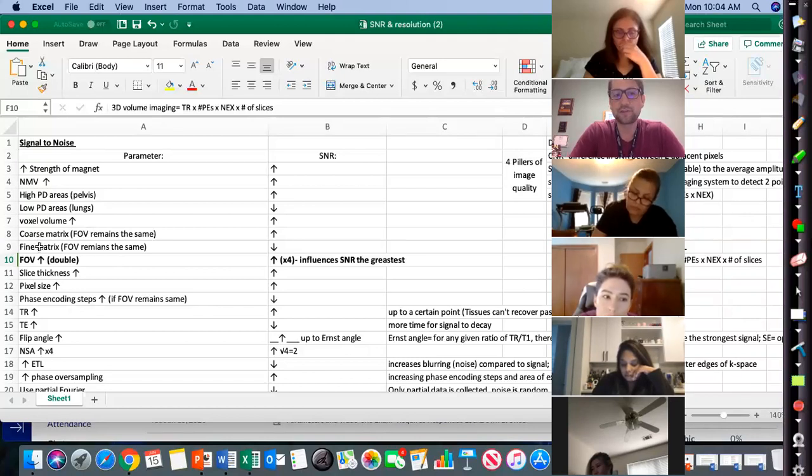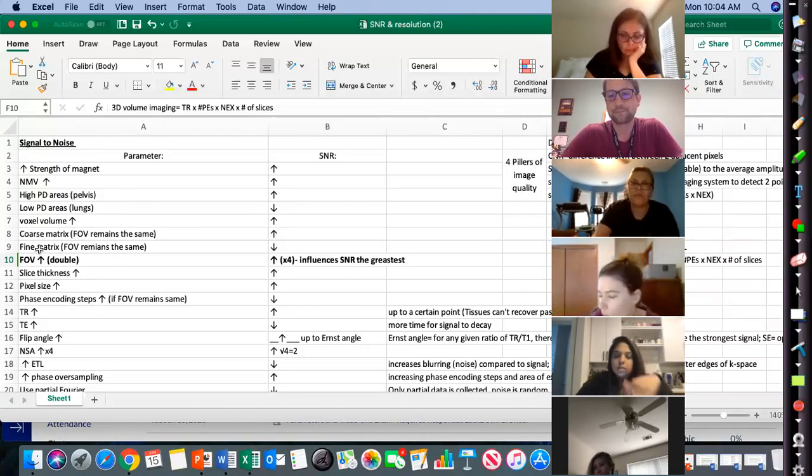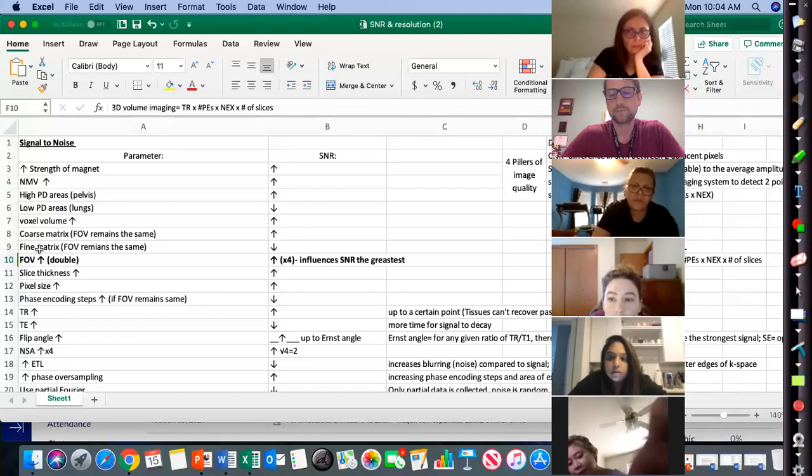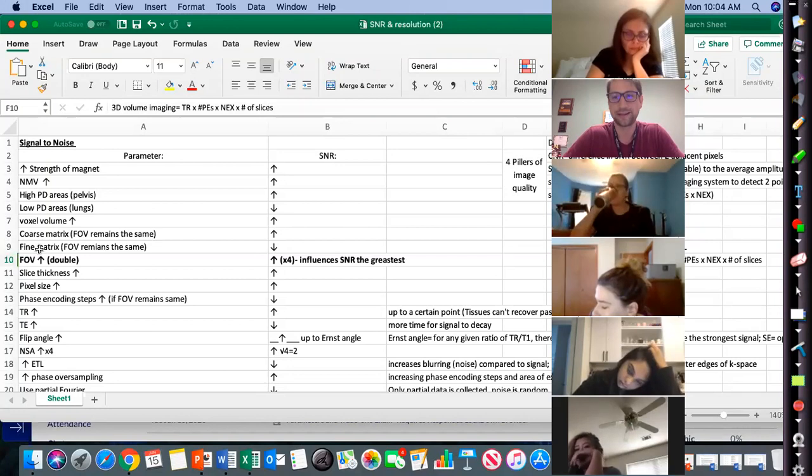And just the opposite is true for fine matrix. So if I had a 350 by 350 compared to a 125 by 125, which one would be considered a fine matrix? 350 by 350. So the larger numbers are going to create a fine matrix. Good.